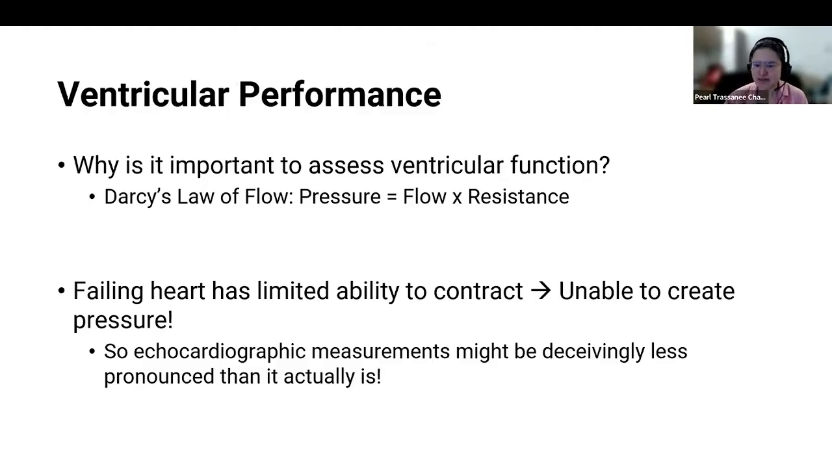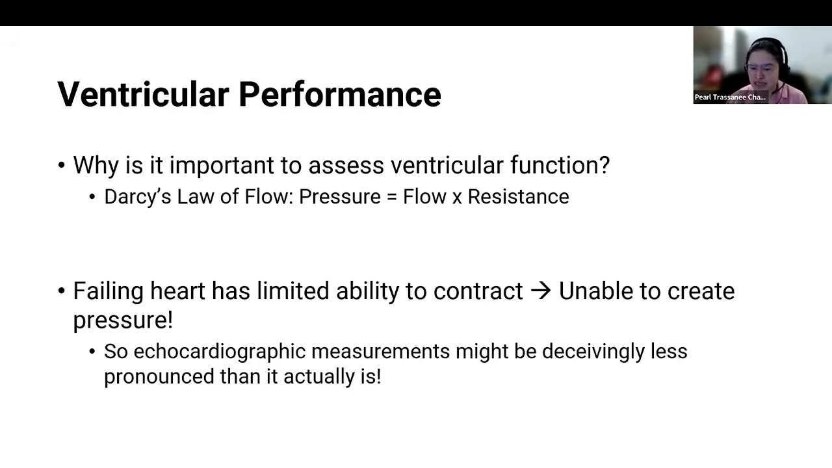Now that we have discussed pulmonary artery pressure and pulmonary vascular resistance, let's talk about a third critical component of pulmonary hypertension assessment, which is ventricular performance. When we estimate pulmonary artery pressure using echocardiography, we are essentially measuring the pressure that the right ventricle is able to generate against the pulmonary circulation.